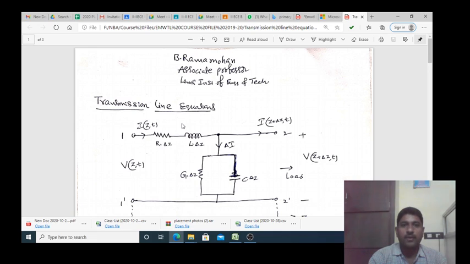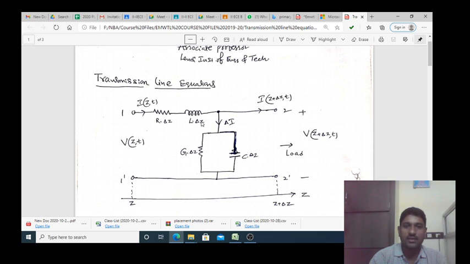Okay, today we are going to discuss the transmission line equations, and how we can derive them. They are derived by using the transmission line equivalent circuit diagram. The equivalent circuit diagram consists of the resistor, inductor, conductance, and capacitance. These are the primary constants of a transmission line, which are arranged like this.